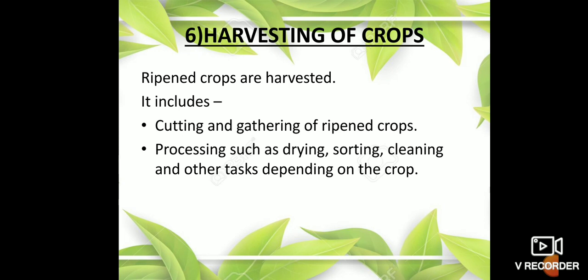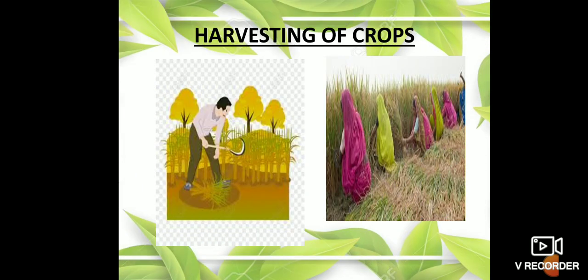Now what do you mean by harvesting of crops? Ripened crops are harvested. It includes cutting and gathering of ripened crops. When finally it is ready, the cutting, gathering and cleaning will be done, children. Processing such as drying, sorting, cleaning and other tasks depending on the crop will be done. In the picture you can see, children, how the man is cutting the ripened crops and the women are also cutting it. They cut it, dry it, clean it, and remove the weeds from the crops, and this process is called the harvesting of crops.